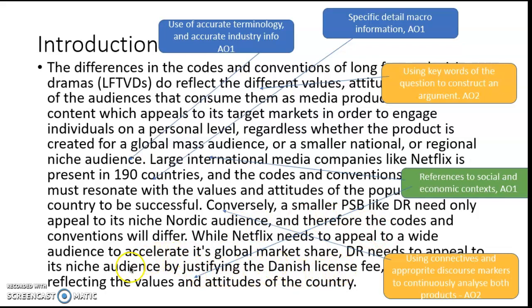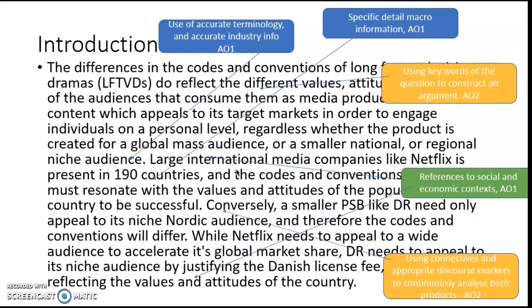DR needs to appeal to its niche audience by justifying the Danish license fee and reflecting the values and attitudes of the country. So here we have reference to the economics of Netflix, and here we have reference to the social ideology of Denmark. So although it's very brief, this is just the introduction. The examiner's thinking, okay, this person has given me some macro information before they go micro. They know the two companies, they know the industry well. We're off to a good start.